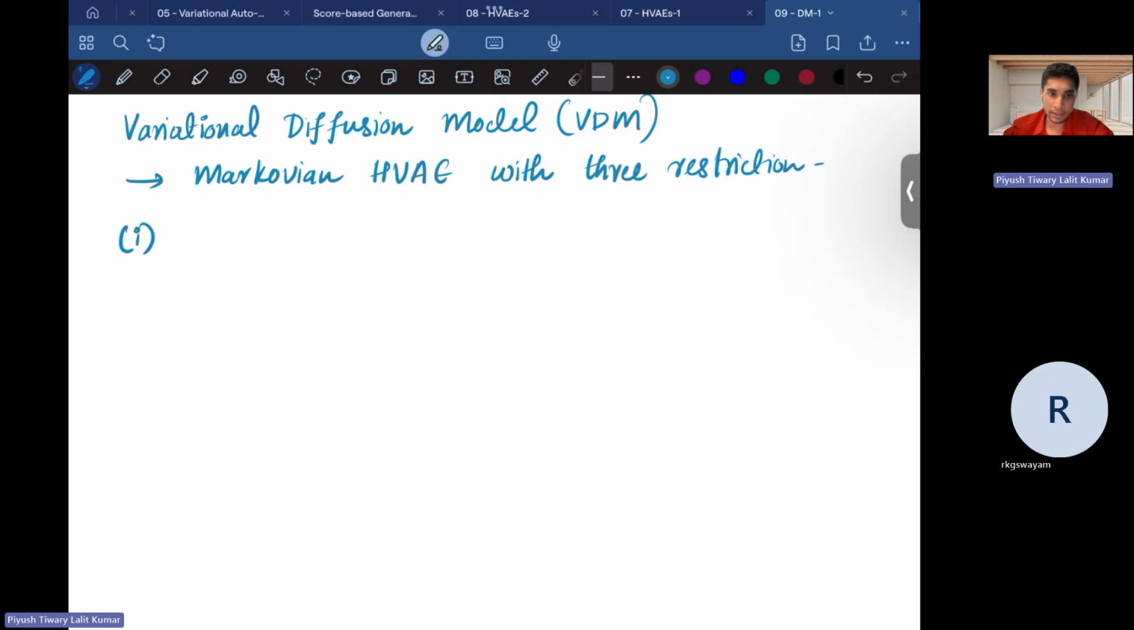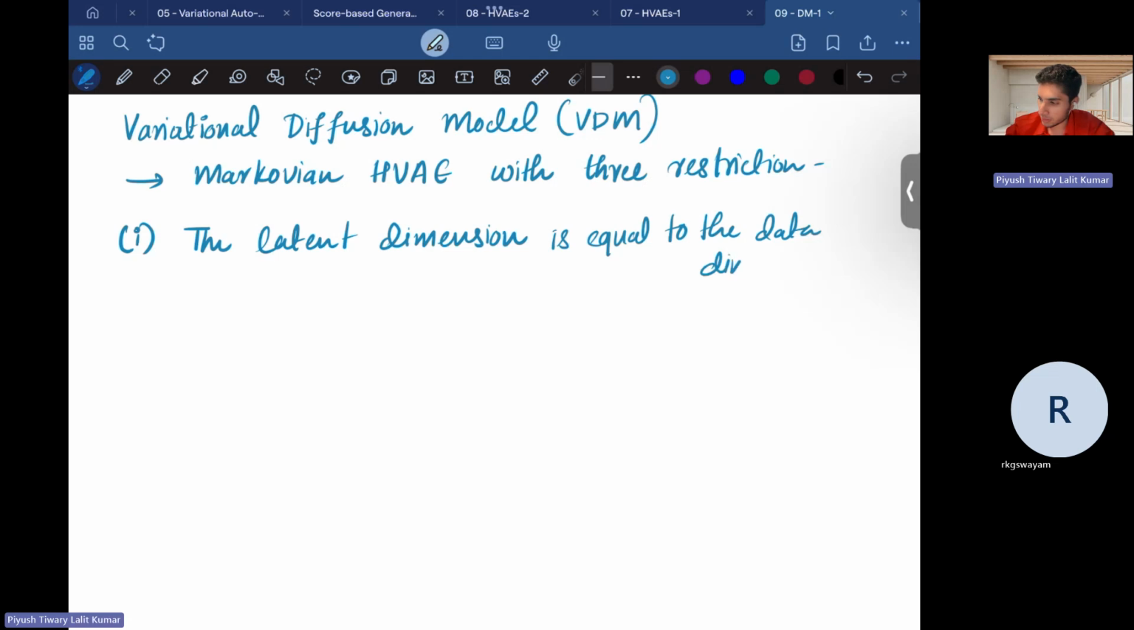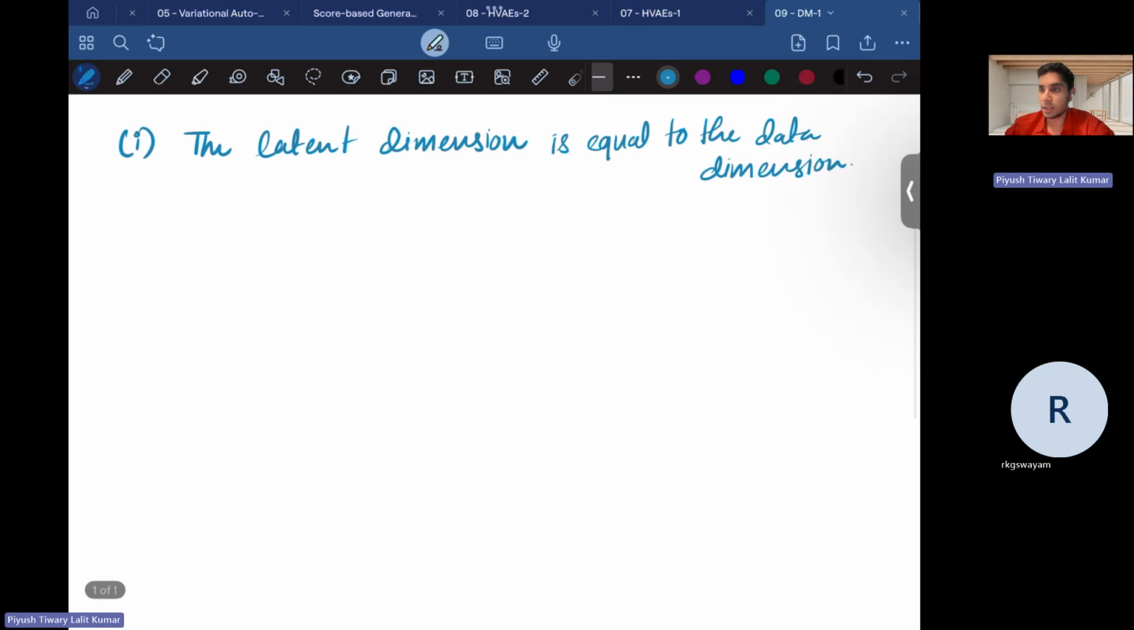Well, the first thing is the latent dimension. The dimension of the latent variable is equal to the data dimension. That's the first restriction. So if you have an image, the latent variables or the latent vectors are also going to be of the same size as the image.